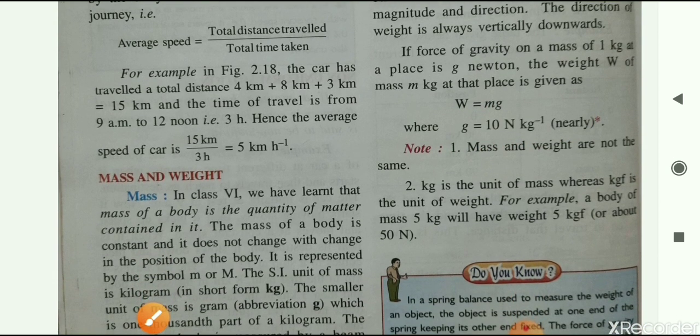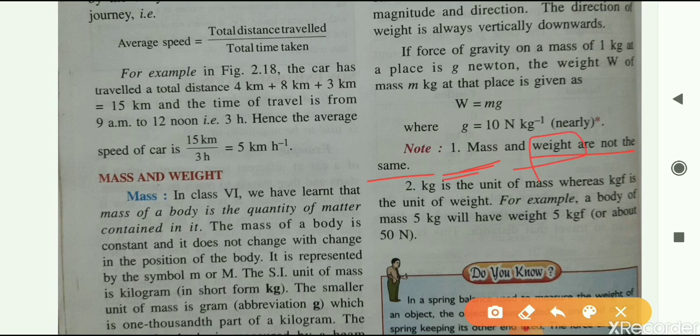Note, mass and weight are not the same. Mass is the amount of matter that is contained in a body, whereas weight is a force that earth applies on an object, with which earth attracts an object towards itself, that is known as weight. And mass is the matter contained in a body, so they both are different.